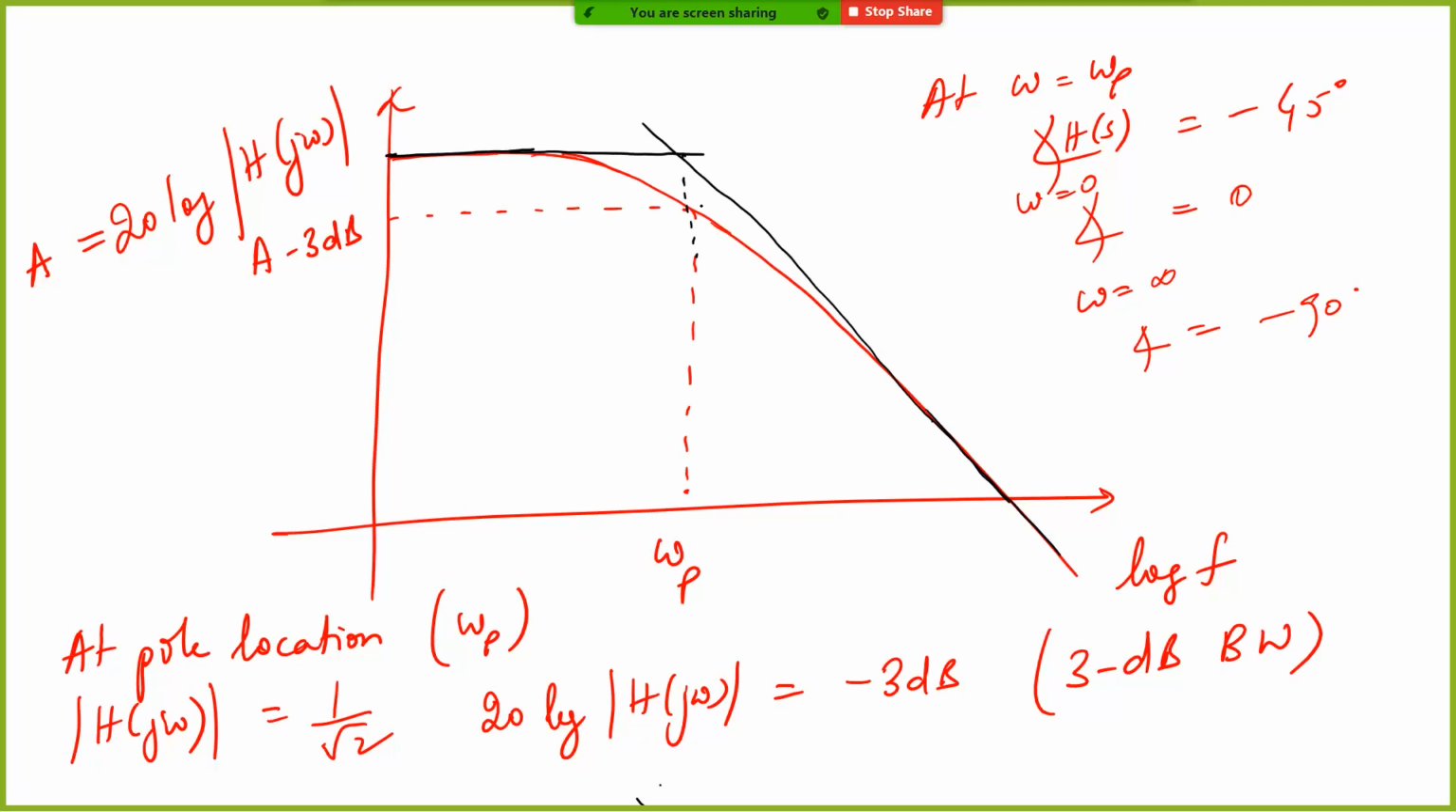Again, you will go through it in greater detail. You'll do more of this stuff in control systems. But this is just for us to have some basic idea to understand amplifier frequency response.